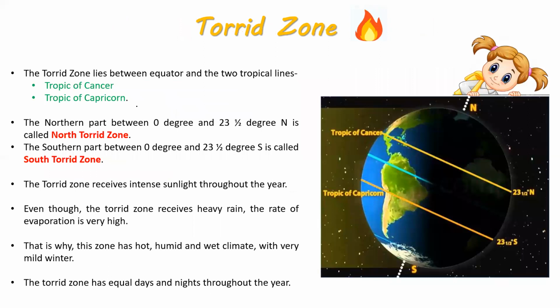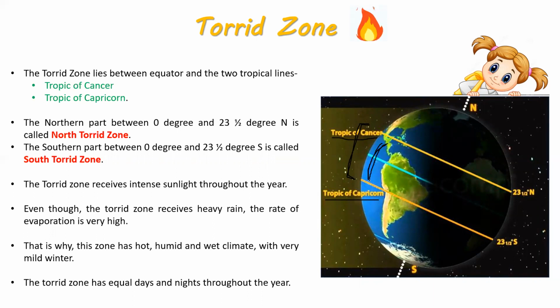The first one is called the torrid zone, and as you see, something is burning by the torrid zone. It is because the torrid zone is very hot. So where do we find our torrid zone? The torrid zone lies between the equator and the 2 tropical lines. That is, this area is the torrid zone. Which are the 2 tropical lines? The Tropic of Cancer and the Tropic of Capricorn. So this place in between these 2 lines is the torrid zone.